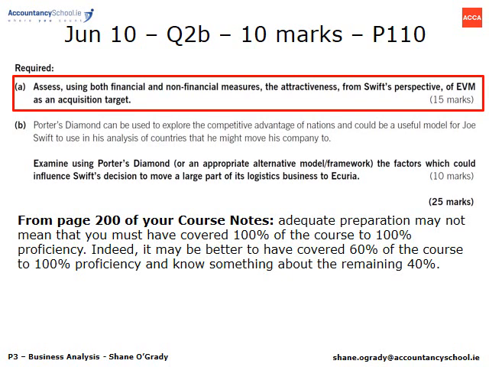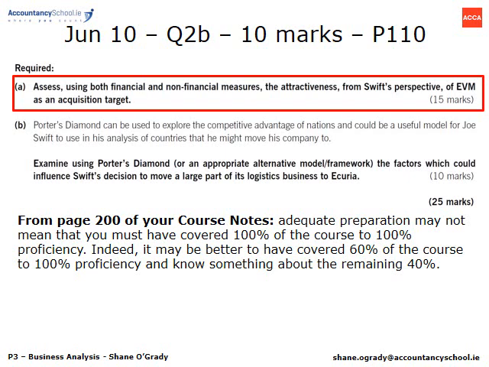So what we have to consider here is the piece of advice that I've outlined previously in the hints, and it's on page 200 of your course notes. Adequate preparation may not mean that you've covered 100% of the course at 100% proficiency. Indeed, it may be better to have covered 60% of the course at 100% proficiency and know something about the remaining 40%. And that's very important.